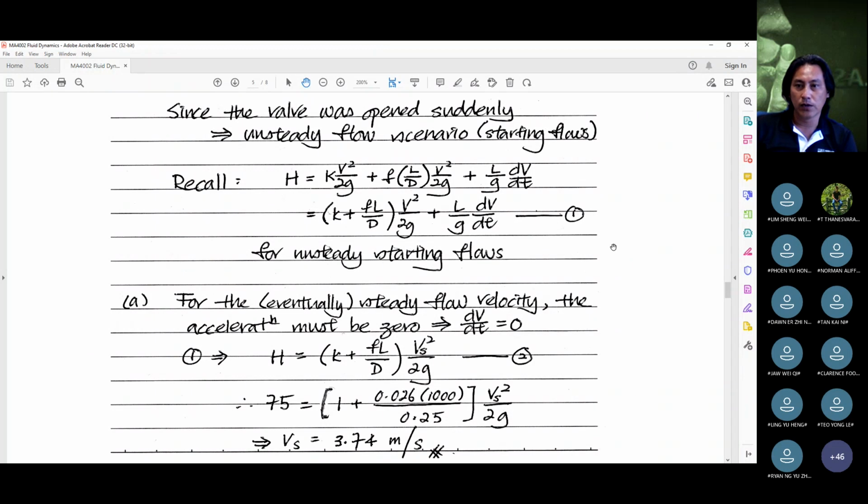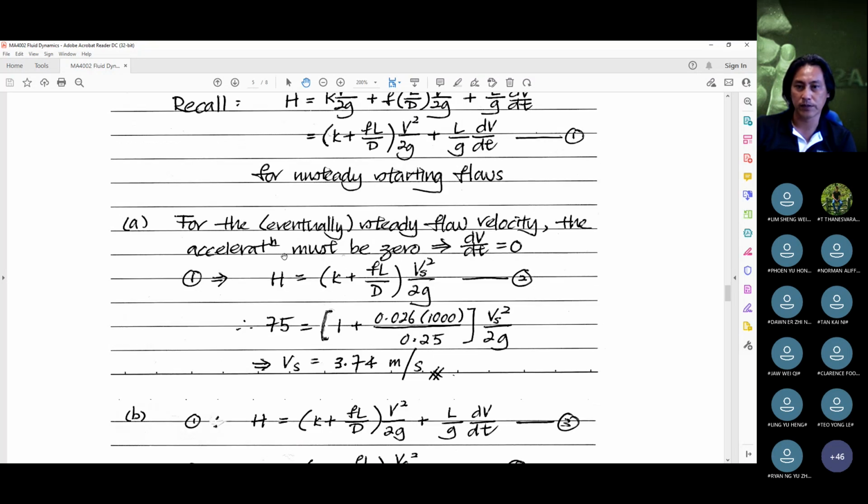So equation 1 here was obtained after we simplify the unsteady state energy balance equation, such that at the end of the day, I have the difference in the Z elevation, in this case H, set equal to 75. Over here, we have the friction losses and the minor losses. And over here we have the unsteady state term. Now for part A, we want to find the steady state velocity. So that means this unsteady state term will have to be assumed to be 0 for steady state flow. If we assume this to be 0, this equation becomes this expression.